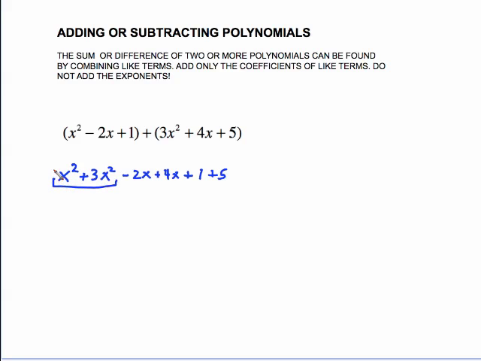Of course, you know that x squared is the same as 1x squared. Add this together gives you 4x squared. Notice the exponent does not change, just the coefficients. Negative 2x plus 4x is a positive 2x, and 1 plus 5 is 6. So that's one way to go, and that is to rewrite like terms next to each other and then do your combining of like terms.